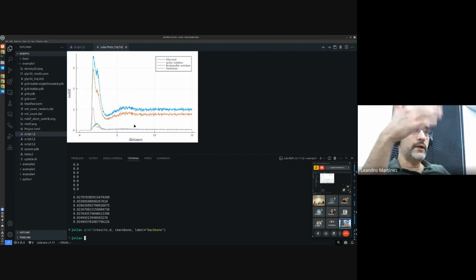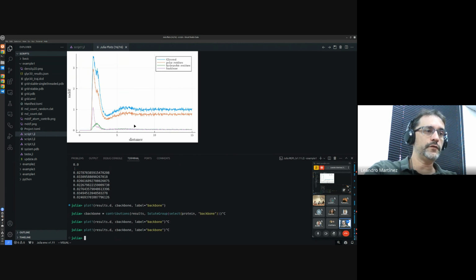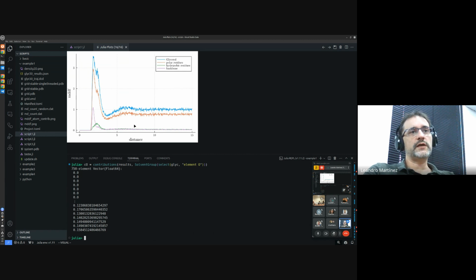And we can go further, decomposing this into the contribution of different types of atoms. We can also obtain the contributions of, for instance, the oxygen atoms of glycerol. So we are going to take the contributions in our results of the solvent group now, of the glycerol atoms and element oxygen. These are the contributions of oxygen atoms of glycerol to this distribution function. So which atoms are close to the protein? And you can add to our plot the contributions of the oxygen atoms.